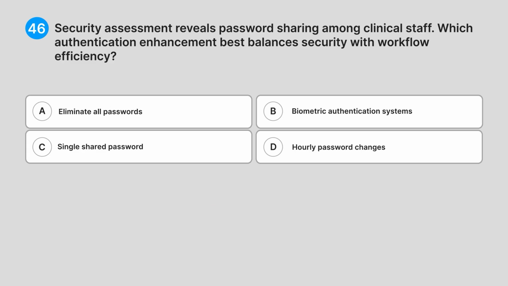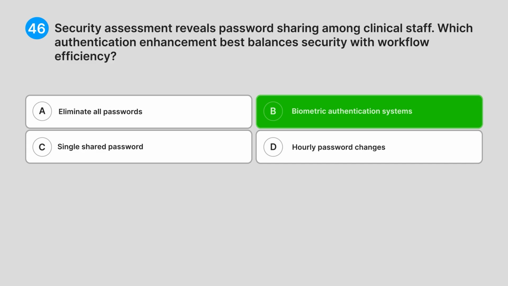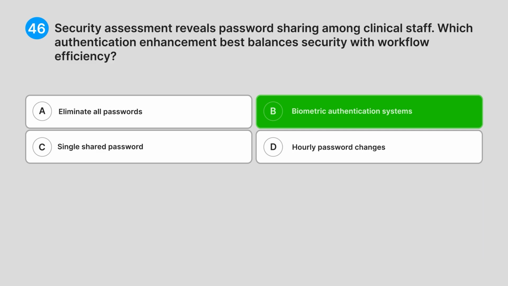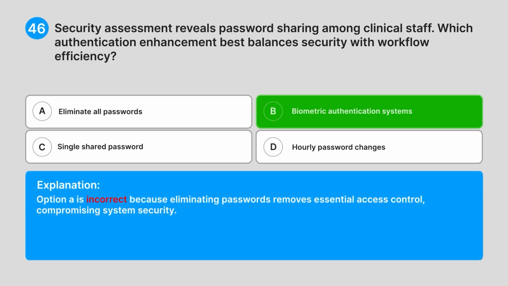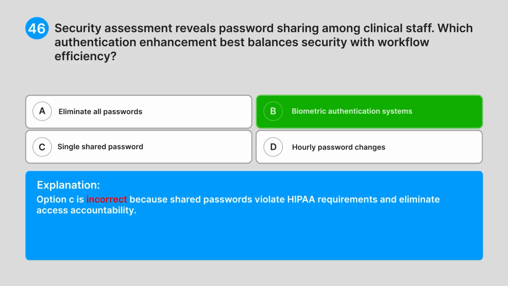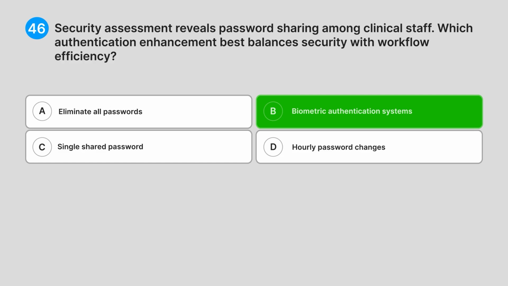Correct answer, B. Biometric authentication systems. Explanation: Option B is correct because biometric authentication prevents sharing while providing quick access, maintaining both security and workflow efficiency. Option A is incorrect because eliminating passwords removes essential access control, compromising system security. Option C is incorrect because shared passwords violate HIPAA requirements and eliminate access accountability.